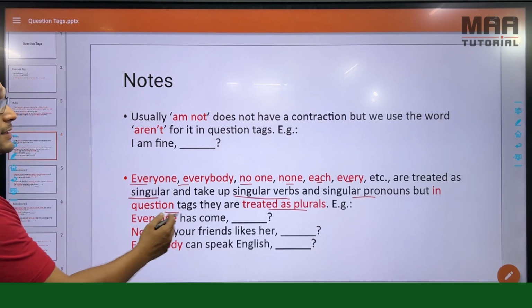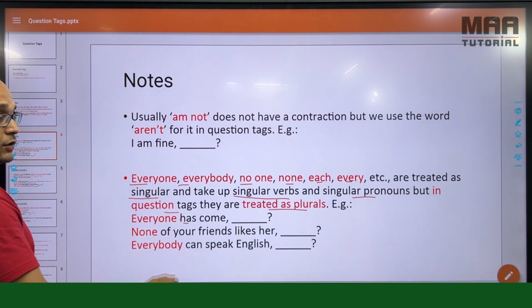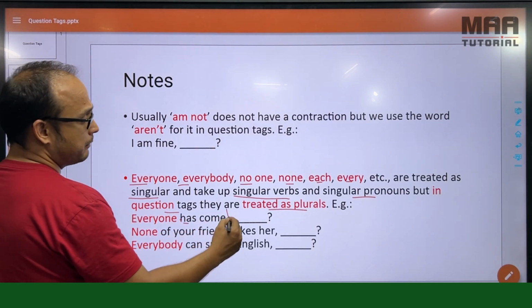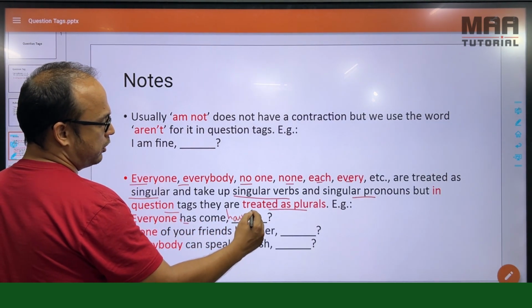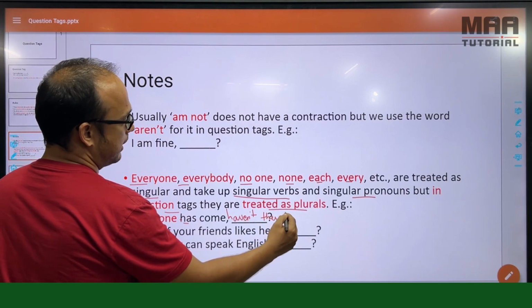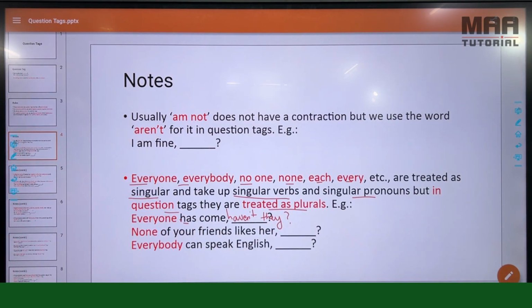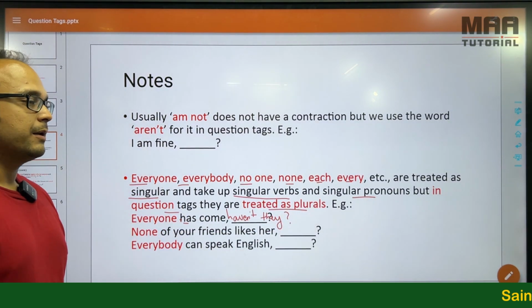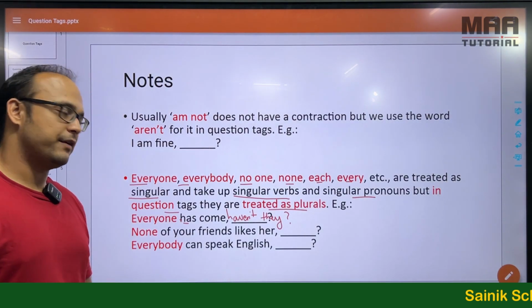For example, everyone has come. Not have come, has come. Has is used for third person singular. Everyone is treated as a third person singular. Everyone has come. But in the question tag, we will use the plural form. Haven't they? Now, what is the plural form of has? Have. Same tense, present perfect. Everyone has come, haven't they?